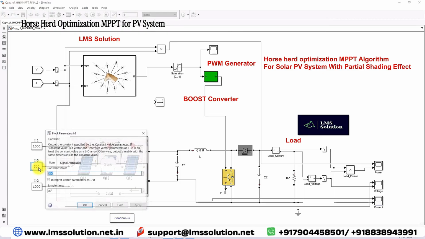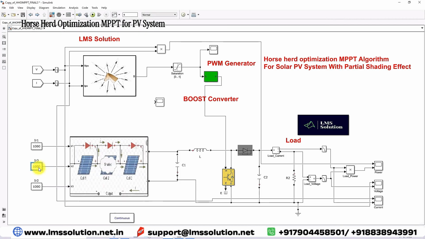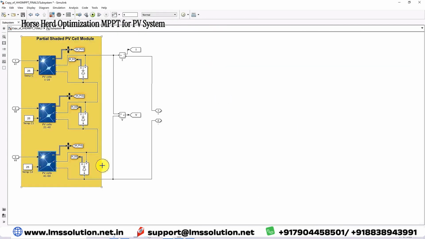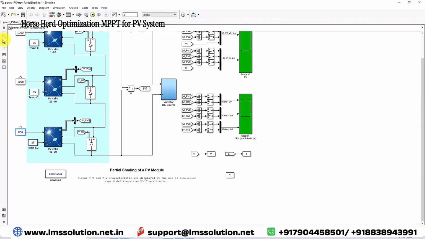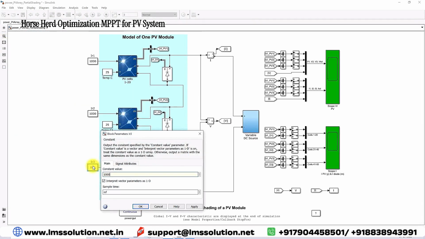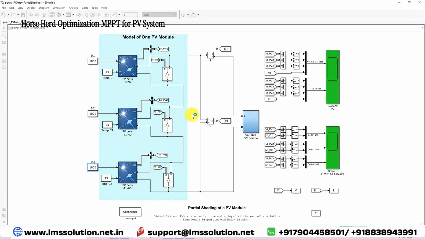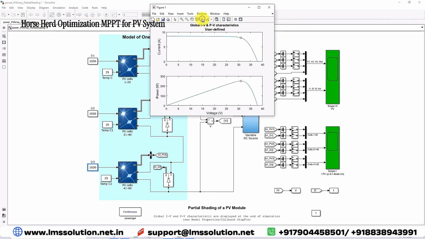First, I'm going to test the model with uniform irradiation. That means the irradiation for our panel, which has 3 sections of PV cells, cells 1 to 20, 21 to 40, and 41 to 60. I'm going to make all the irradiation the same, fixing 1000 for all three panels. If I fix this irradiation equal to 1000, then the maximum power for this system is around 249.8 watts under uniform condition at 1000 watts per meter square.